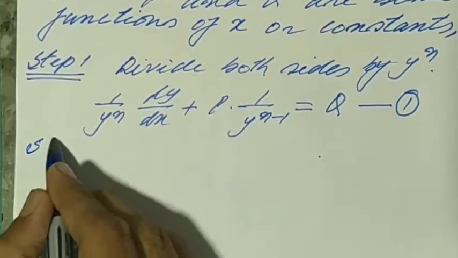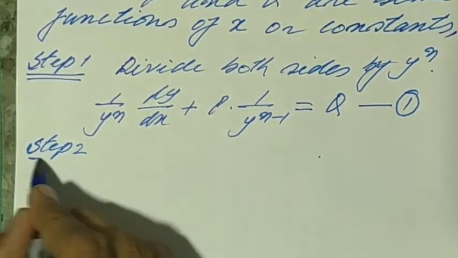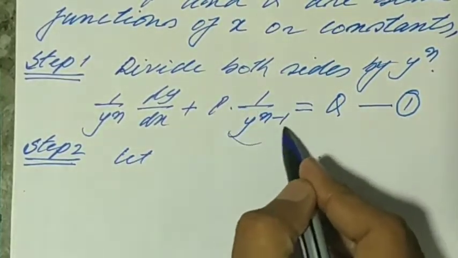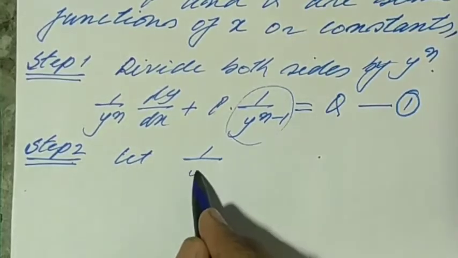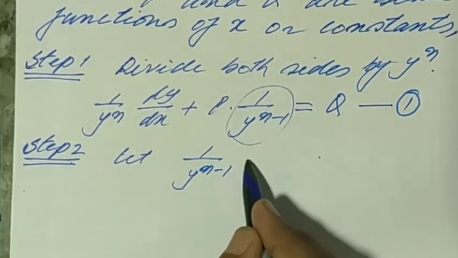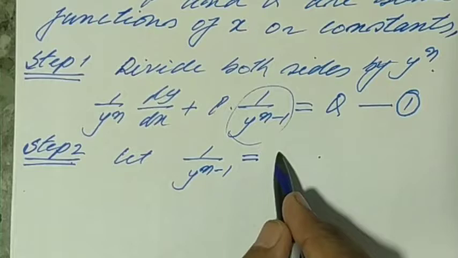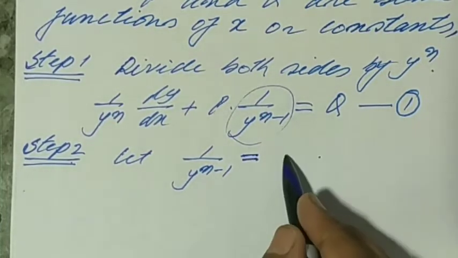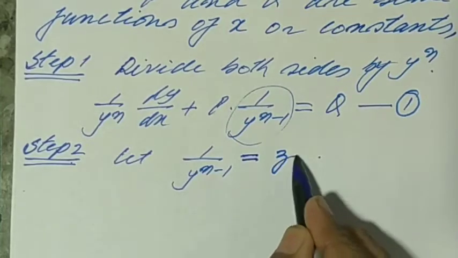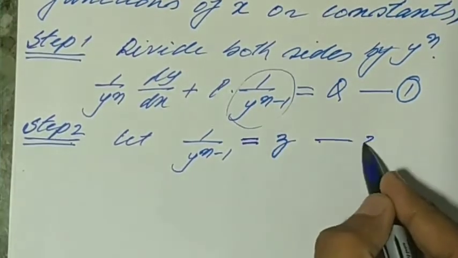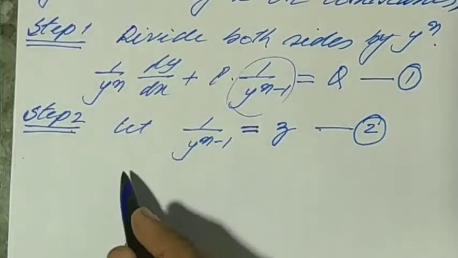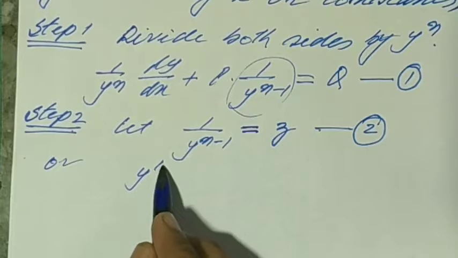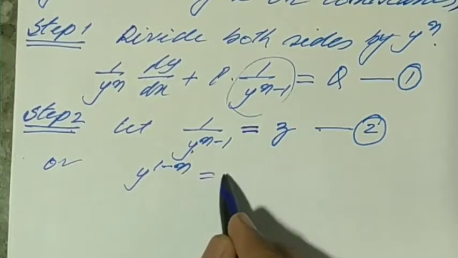In step 2, we need to assume this expression, that is 1/y^(n-1), as some other arbitrary variable, say u, v, w, whatever you may consider. I am taking z, and let it be equation number 2. We may write it as y raised to the power 1 minus n is equal to z.